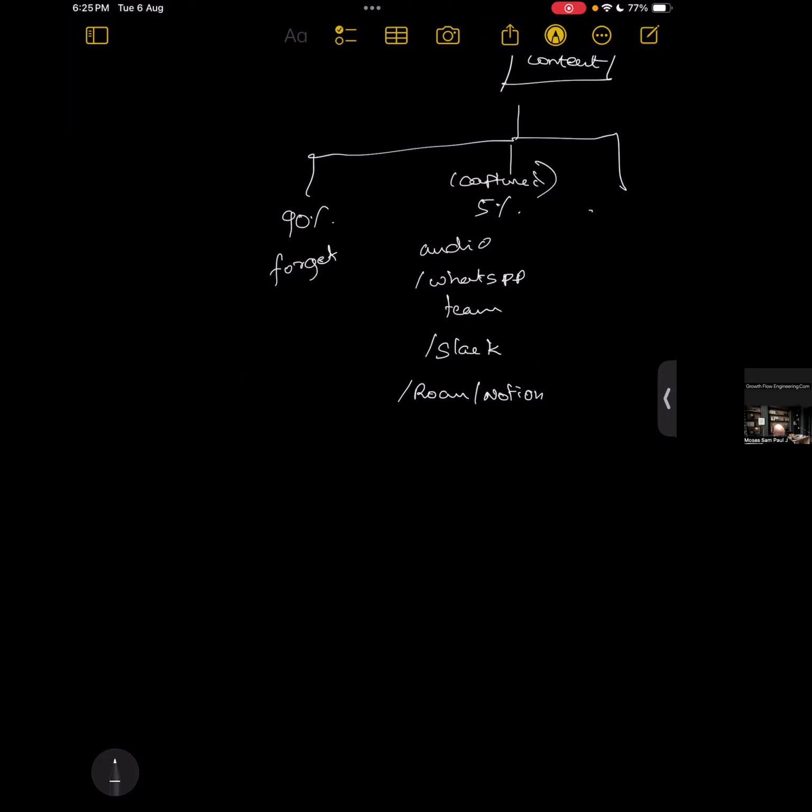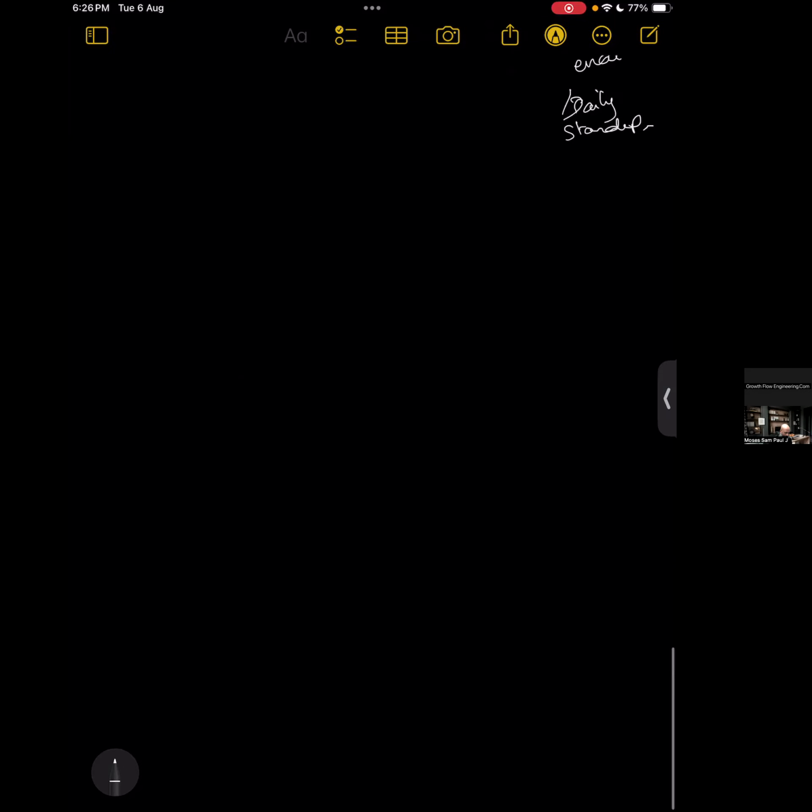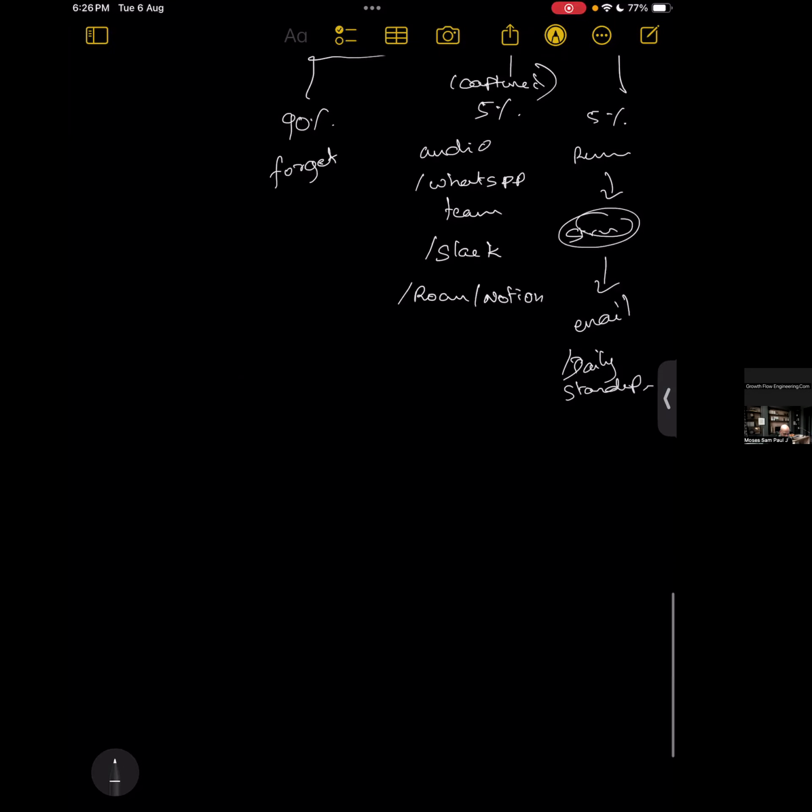And the other 5%, you would still remember it. You would put some structure to it. And then you email or in your daily meetings, daily stand-up, let's say, you share it with your team. I'm just giving some examples. The numbers could vary. It could be 95, 2.5, 2.5, who knows, right?